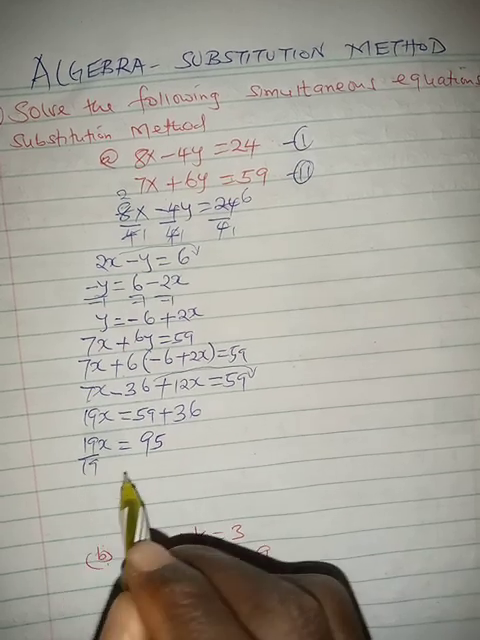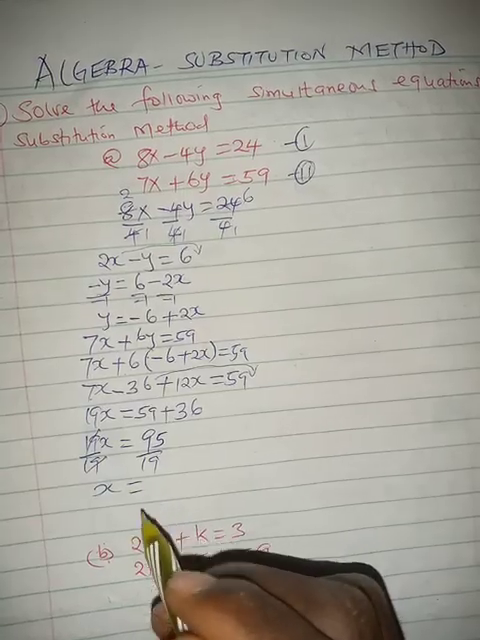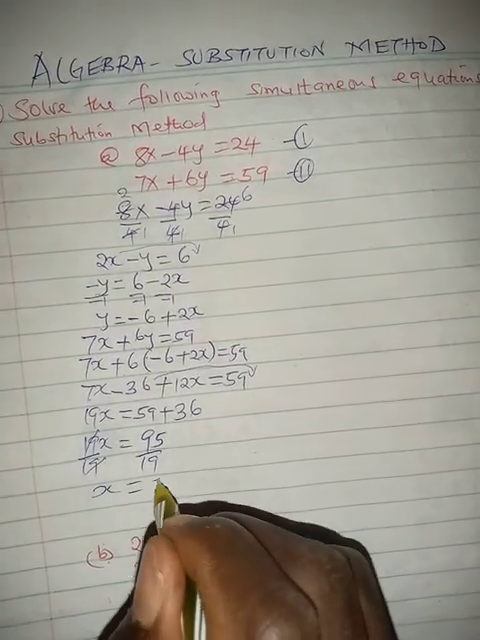Then here we divide by 19. x is equals to 95 divided by 19. We get 5.